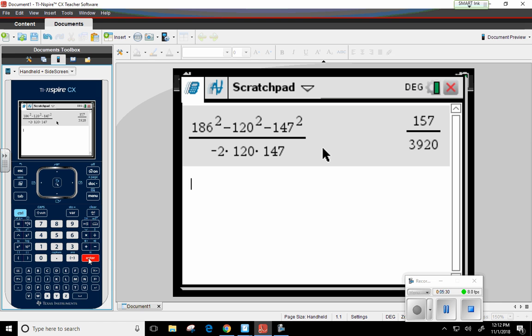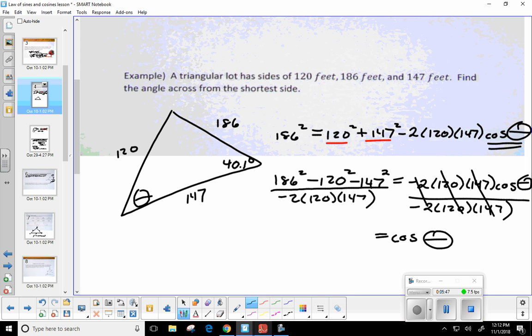Okay. Now, if we want to go ahead and go for the decimal, we can convert it. This one looks like it just simplified it for me, 157 over 3920. And we can go ahead and still work with that. Okay. Or does anybody want me to get the decimal? Okay. So 157 over 3920. And here's the big difference.